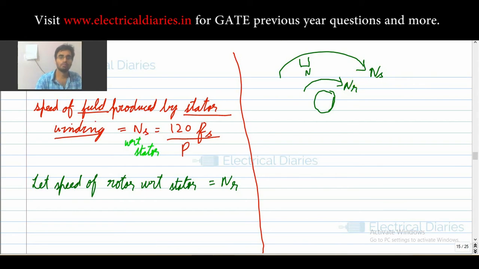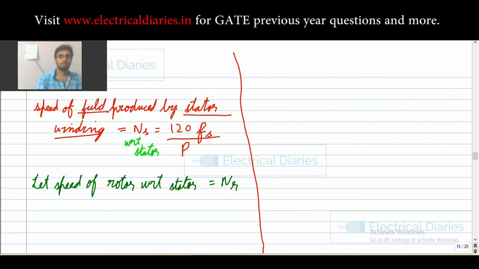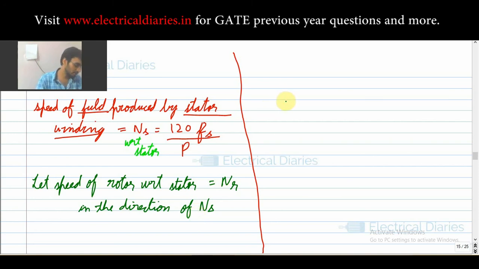I hope it is clear to you. So now the speed of the rotor with respect to the stator is nr, in the direction of ns. This is the whole idea. So this one thing is clear to you.